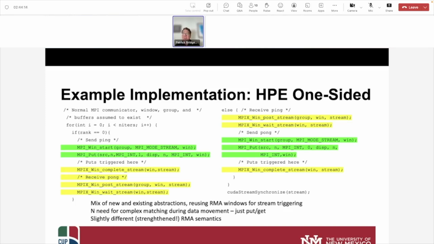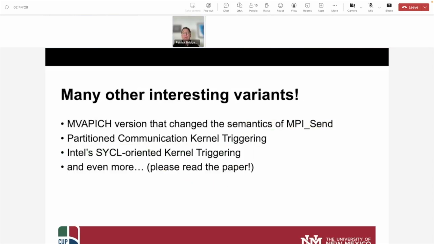So in this case, the win start and the put are where we start declaring the expensive things that we're going to want to do. The complete stream, post stream, and wait stream are the ones that do the lightweight things to actually make things happen, like ringing doorbells. And there are lots of other interesting variants that we saw when we looked through these things. The in-package code I talked about changed the semantics of MPI send, so that MPI send returned immediately, but you couldn't reuse the buffer.